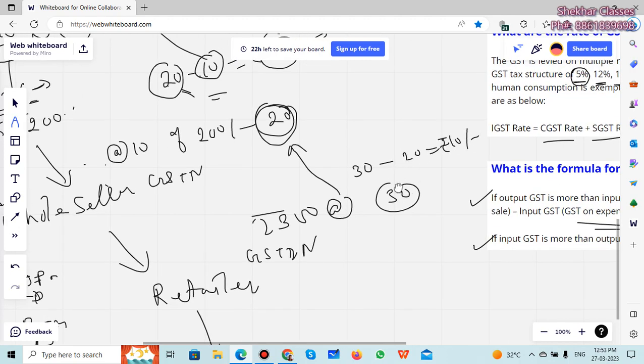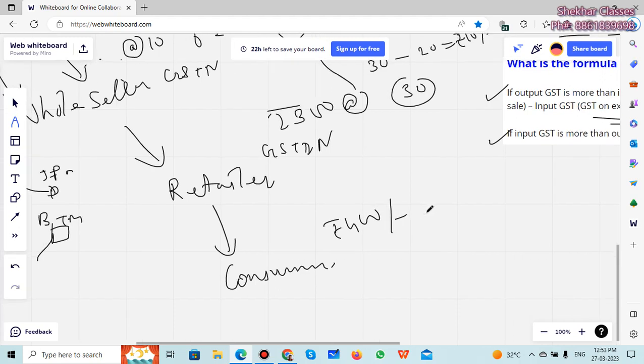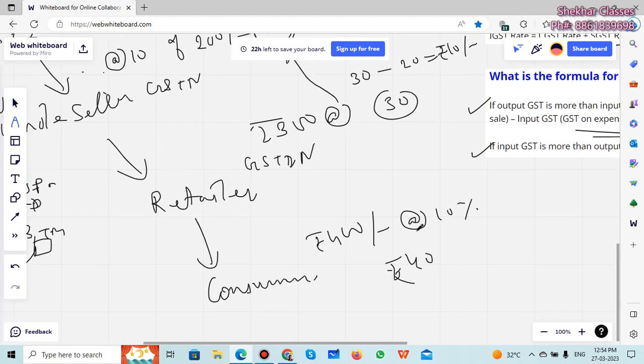Same way, the retailer sells it to the customer at a rate of 400 rupees. Fine. So how much will he collect at the rate of 10%? He will collect 40 rupees. Now out of this 40 rupees, he has already paid 30, so he will pay 40 minus 30, 10 rupees to the government as a GST.